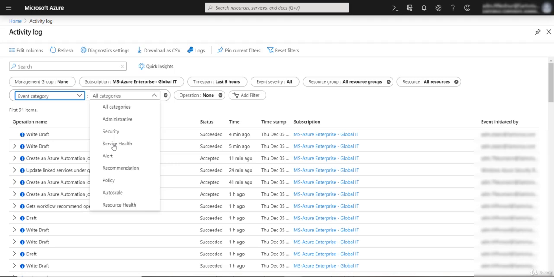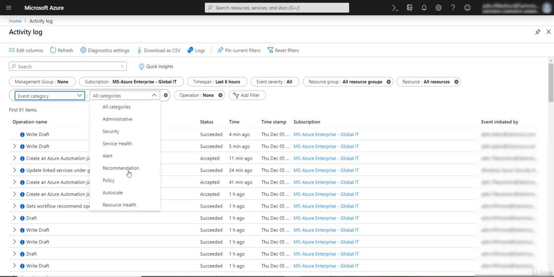The next kind of category is alert. This category contains the record of all activations of Azure alerts. An example of this type of event would be if you observe CPU on your VM which has been over 80% for past 5 minutes. These are the kind of alerts you will see.